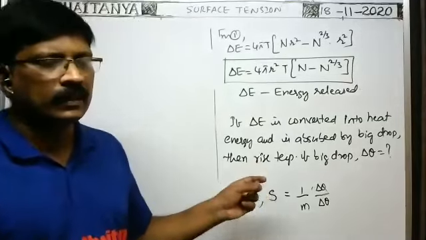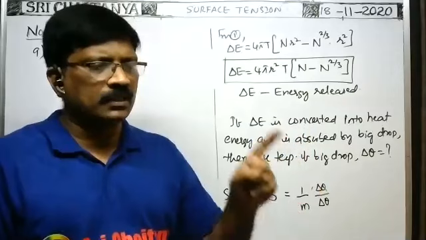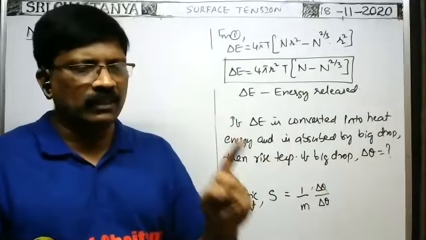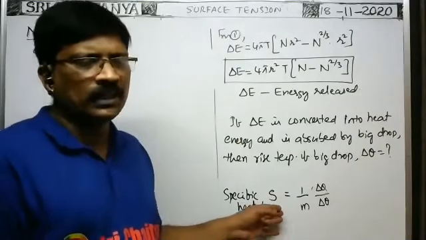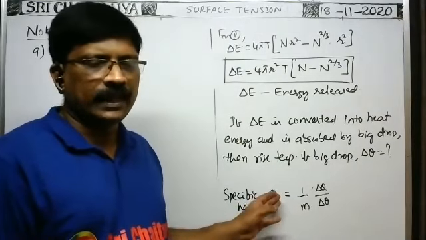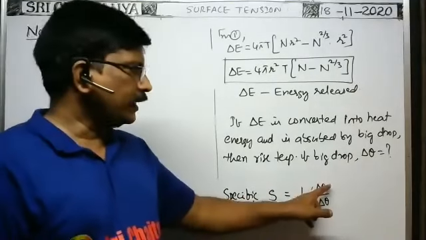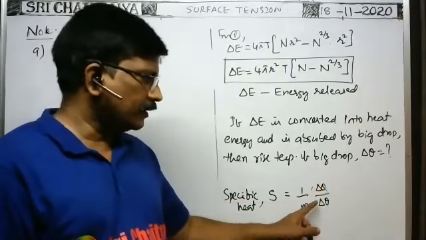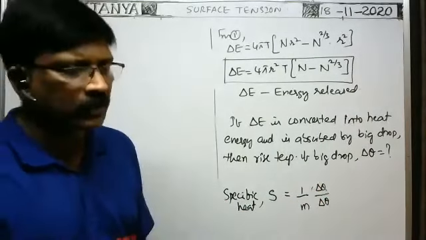So specific heat means the amount of heat energy required to raise the temperature of unit mass of the substance by 1 degree centigrade or 1 degree Kelvin. That is called the specific heat of the given substance. So what is the SI unit of the specific heat? Tell me. It is joule per kg per Kelvin, the SI unit of the specific heat.